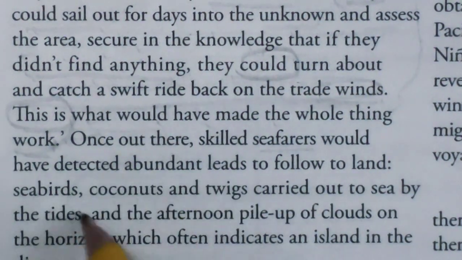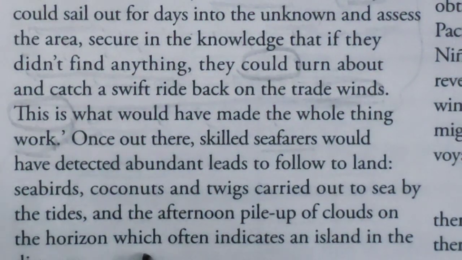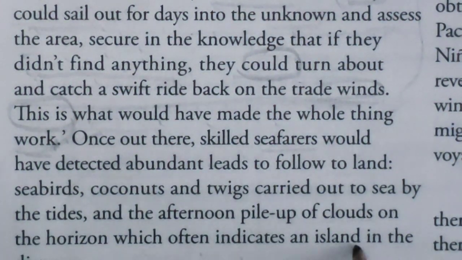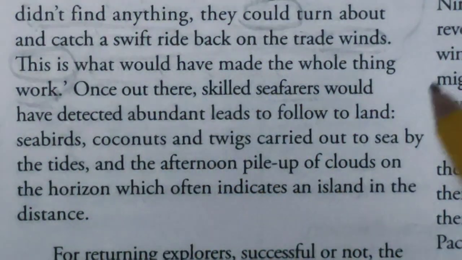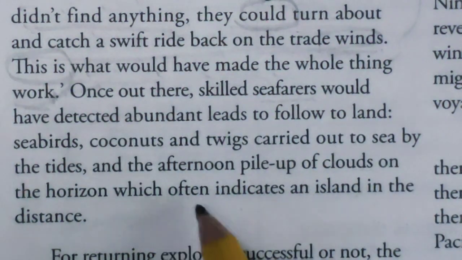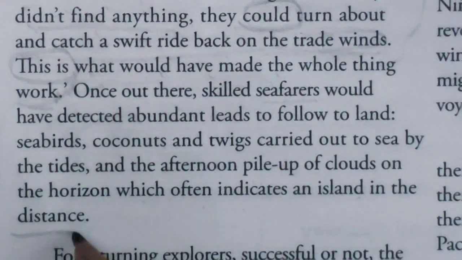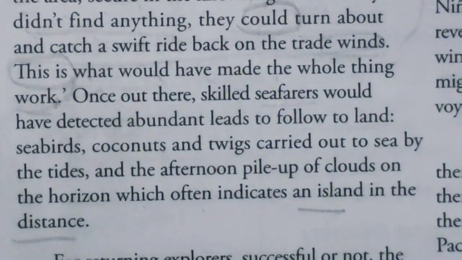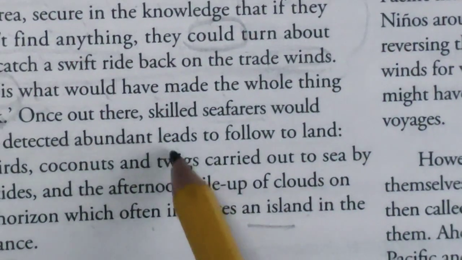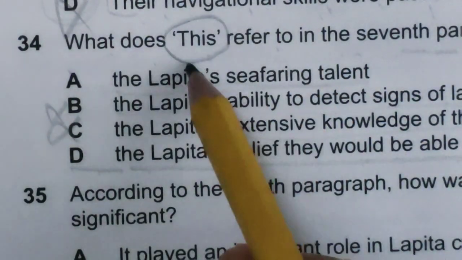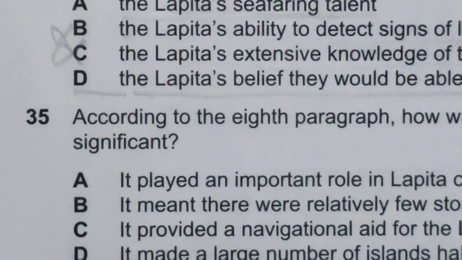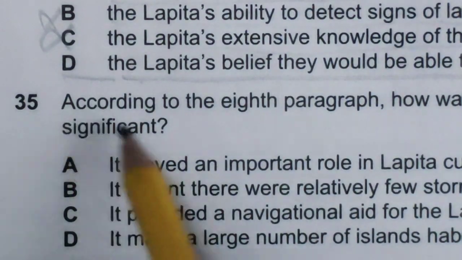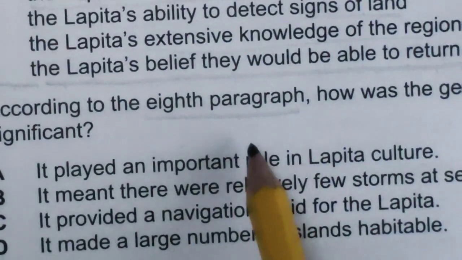Now with the help of these things, they can come to know about what often indicates an island in the distance. So they are just looking for these things to indicate the distance to these islands. Okay, so these seafarers' ability is not serving that purpose; they are asking us about this purpose. So the 35th question is according to the 8th paragraph. Now we will look for the 8th paragraph.